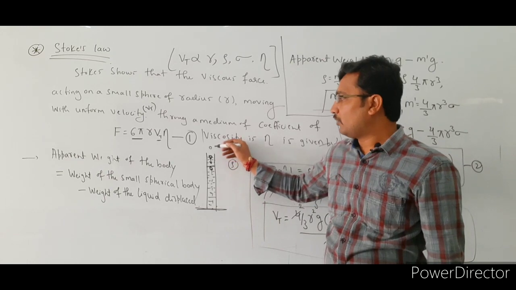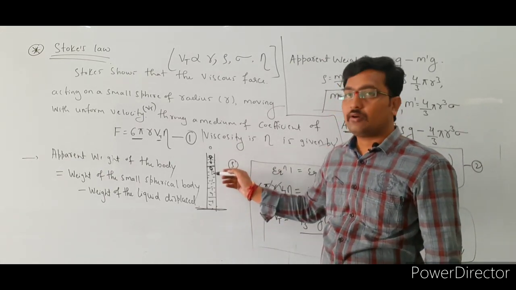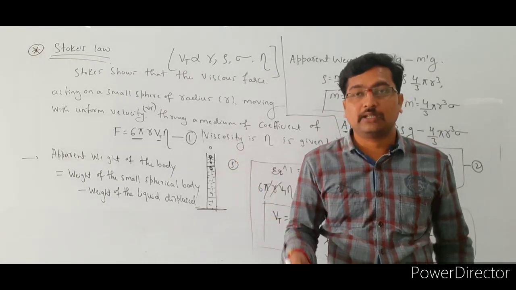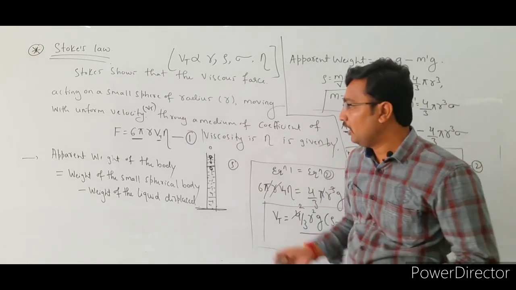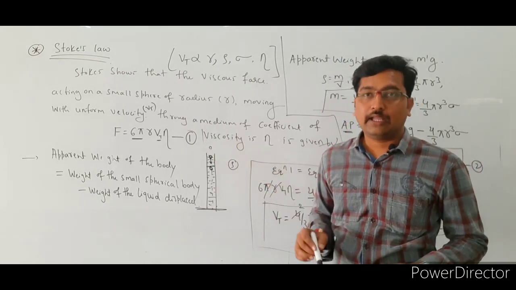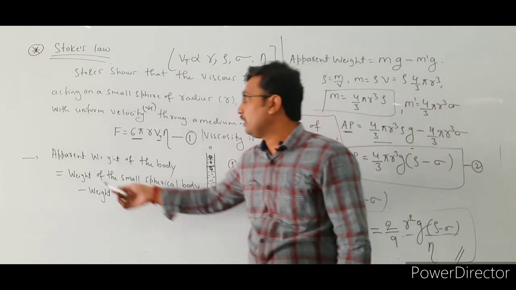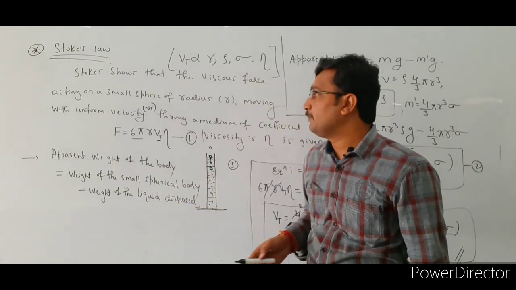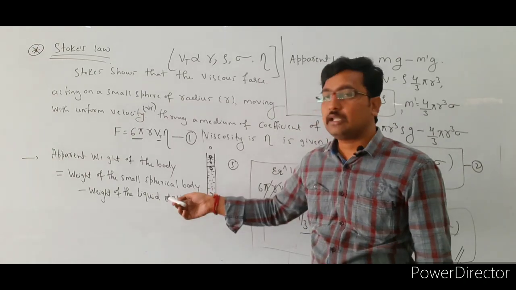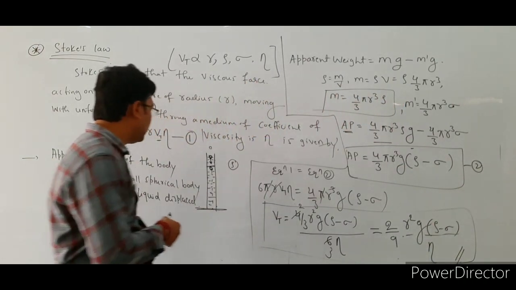When a solid body is dropped into a medium or a liquid, initially that solid body moves with maximum speed, thereafter it attains the terminal velocity. When the viscous force is balanced by the apparent weight of the body, then that body attains the terminal velocity. So we are going to find the apparent weight of the body. The apparent weight of the body is equal to the weight of the small spherical body minus the weight of the liquid displaced. So how to find the weight of the solid body here?